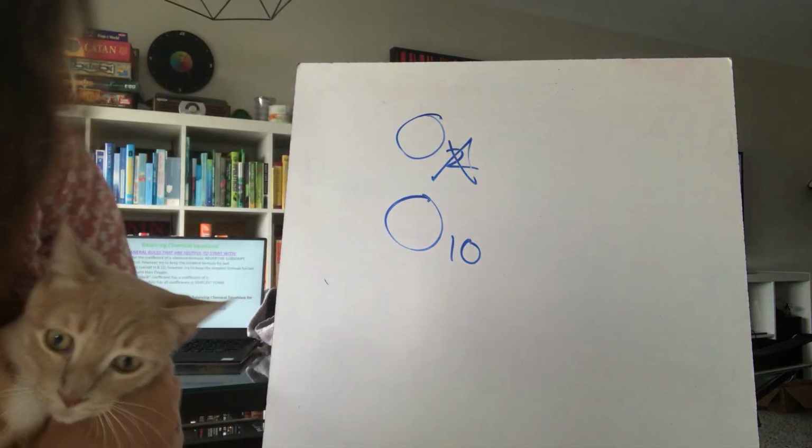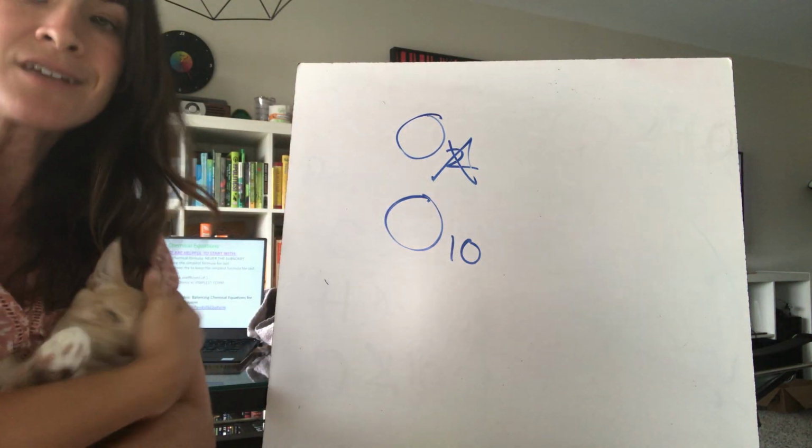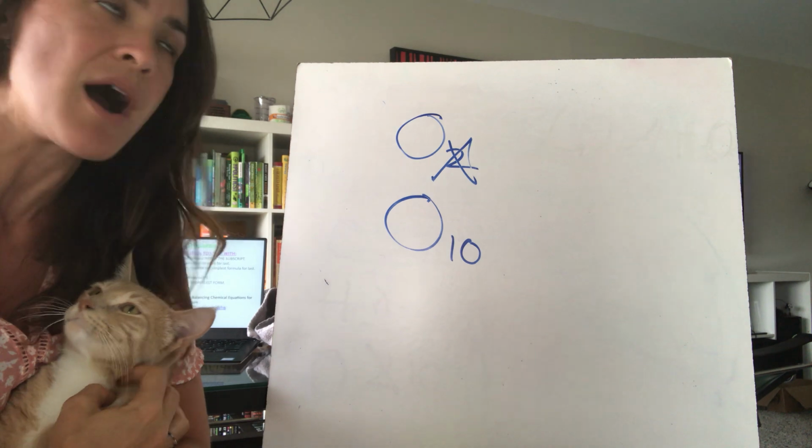So if you change the subscript, you change everything about the substance and it's no longer what you want. So for instance, O2 is oxygen gas. O10 is not oxygen gas.